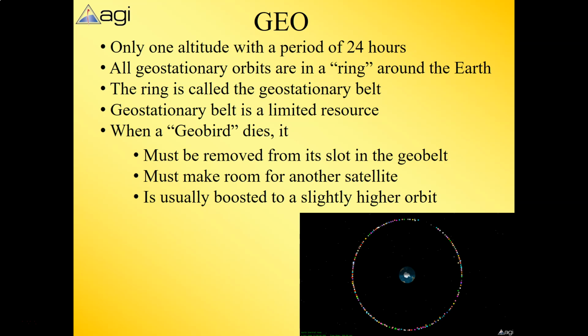Only one altitude has that period of 24 hours. All geostationary orbits are in that ring, and that ring is called the geostationary belt, and it is really getting full, packed, dense. When a geobird dies, when a satellite dies, it's got to be removed from its slot in the geobelt because it's got to make room for another satellite. We usually, towards the end of its functional life, boost it into a higher orbit. But that leaves it as space junk.